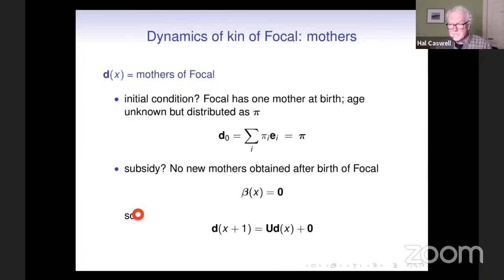How about mothers? Focal only has one. For the initial condition, when focal is born, we know that she had one mother. And we don't know the age, but we know the distribution of that age. And so the initial vector of the population of Focal's mother is simply that age distribution of mothers at the birth of their children. Subsidy, Focal doesn't get any new mothers. So this model does not include stepmothers or other kinds of modifications. So it's only biological mother of Focal. So the subsidy term is zero. And here's the dynamic expression for the mothers of Focal.